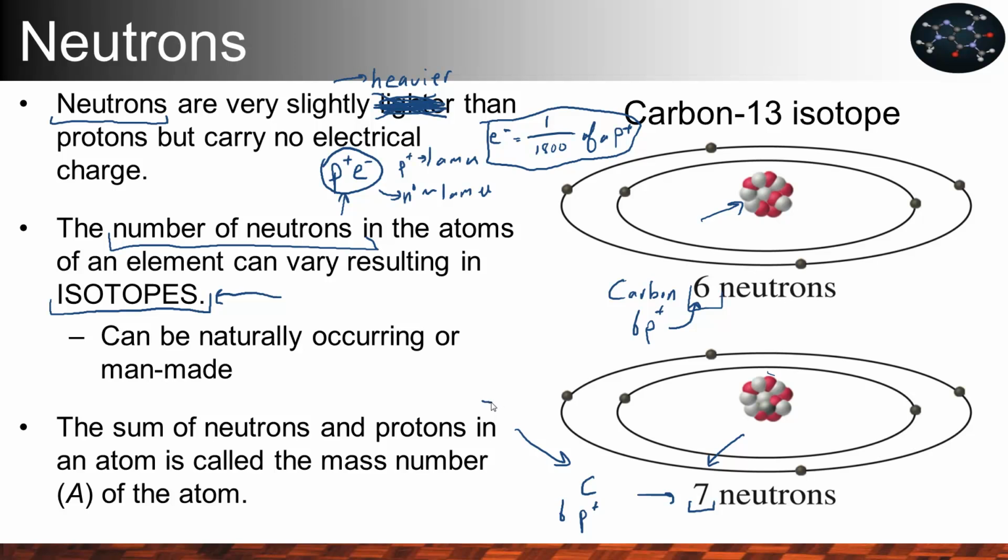Now, to keep track of this, we define another value. We define this A variable, which is referred to as the mass number of an atom. Now, the mass number is just equal to the number of protons plus the number of neutrons. So it's just the total amount of stuff in the nucleus. Okay?